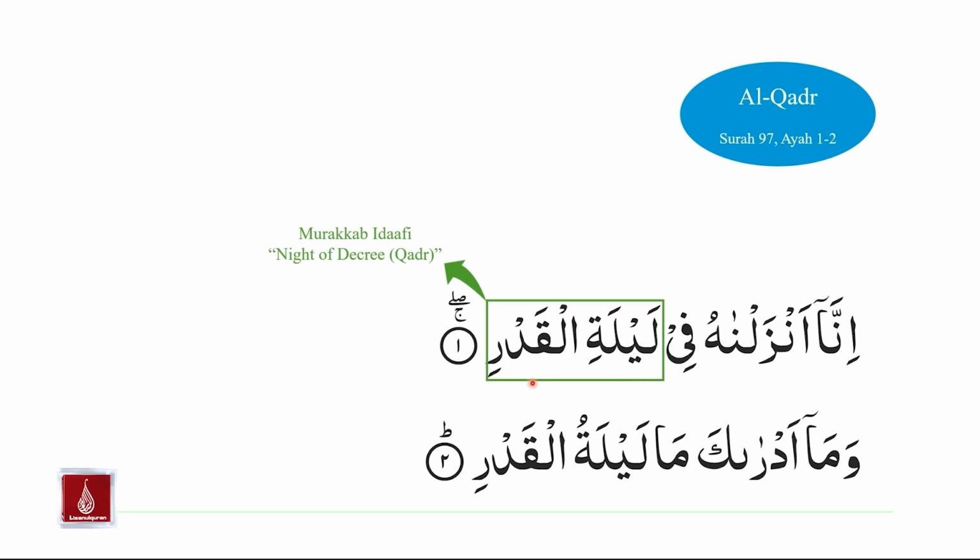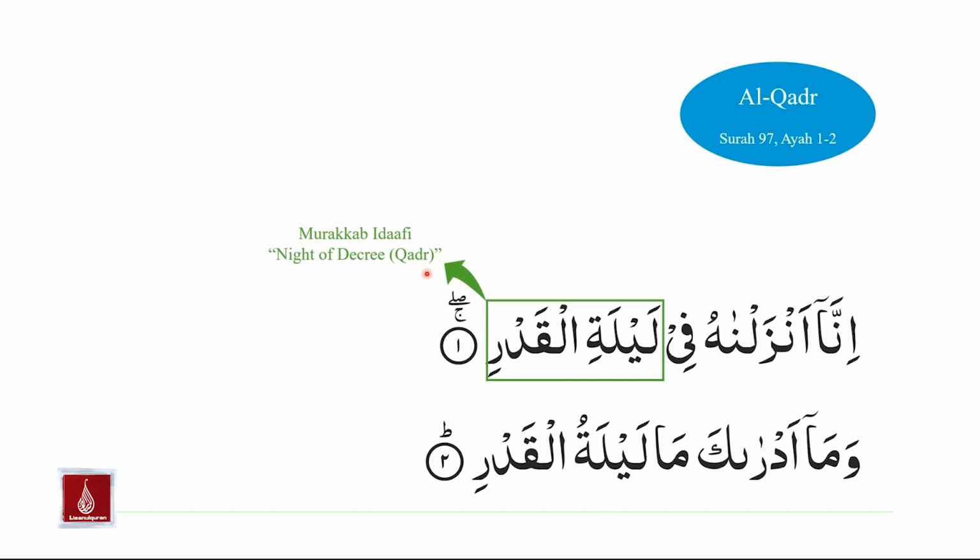Laylatil Qadri. Laylatil Qadri is a murakkab izafi. Why is it a murakkab izafi or possessive phrase? Because Laylati does not have al, it does not have tanween on it, and it is followed by an ism that is majroor. So Laylatil Qadri is murakkab izafi, and it can be translated to night of decree or night of qadr.